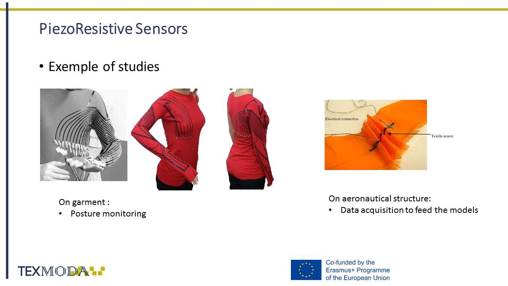Here is some example of piezoresistive sensors. On the left, a sensor based on conductive polymer composite on garment for posture monitoring, for sports or medical use. On the right, these sensors is also based on conductive polymer composite, but for aeronautical application in order to acquire data to feed mechanical models.